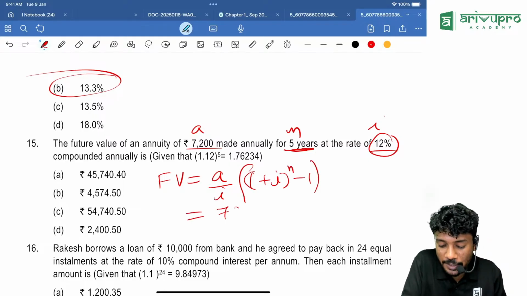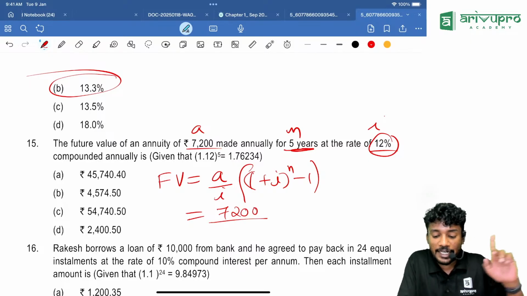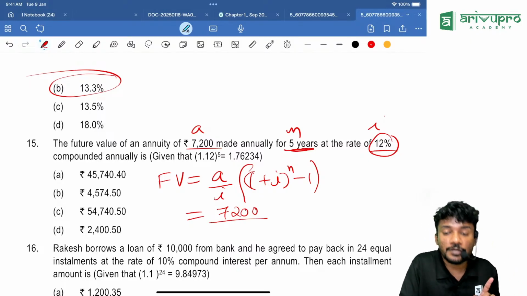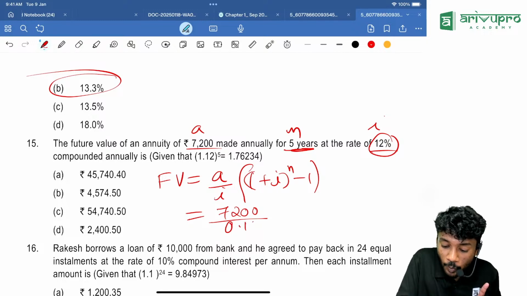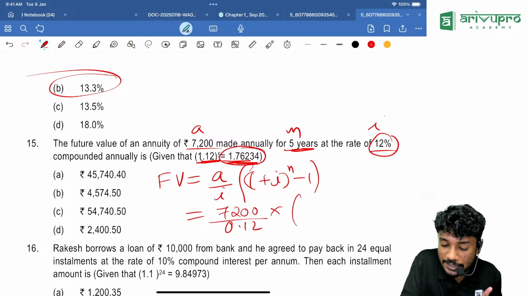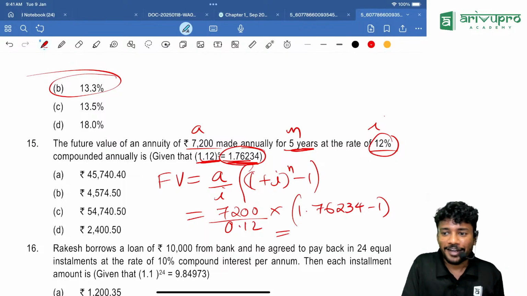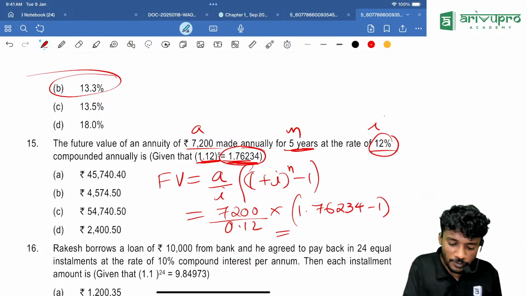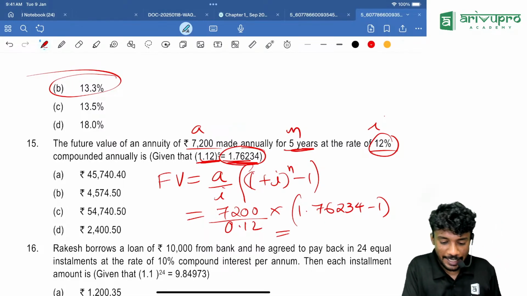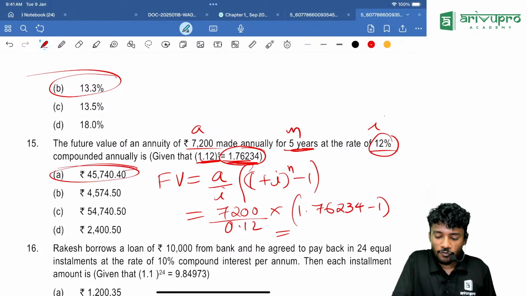Everything is given. That means 7,200 divided by 0.12 into this value. 1 plus I the whole power n is given. How much is it? 1.76234 minus 1, which is equal to how much? Take the calculator. How much is the answer? Option A is our answer.